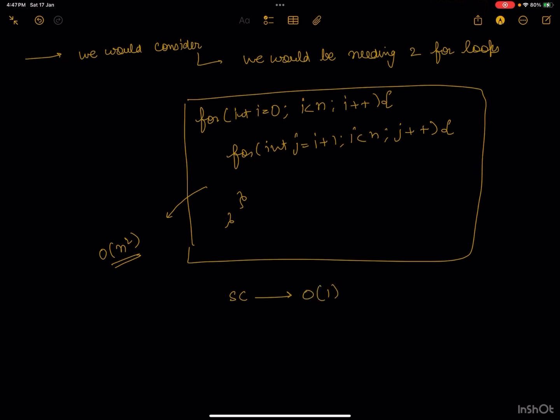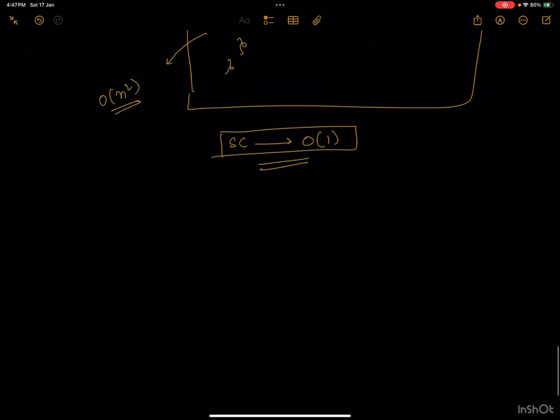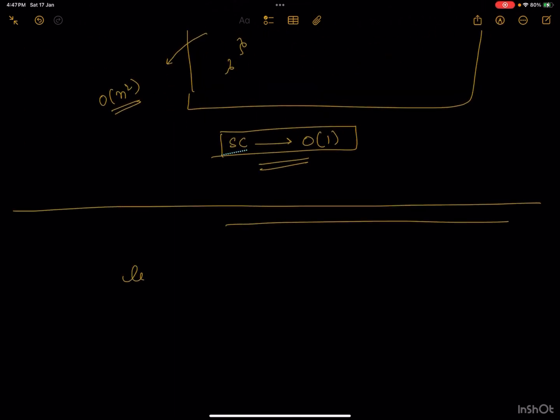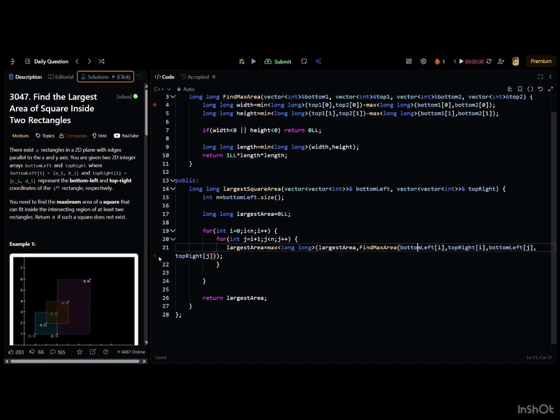Okay, so this was the solution of the problem. So now let us see the code. So now let's analyze the code of the solution.